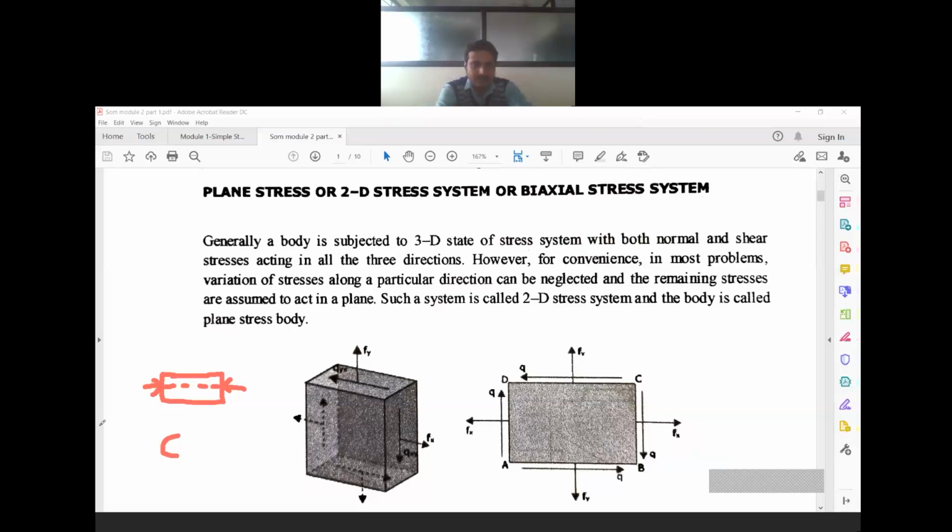When we get the stresses from this system, we call that uniaxial stresses, that is direct stress, or uniaxial. Okay, you can understand, right? So uniaxial.